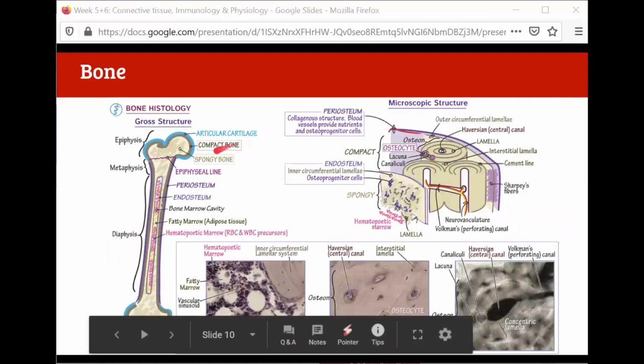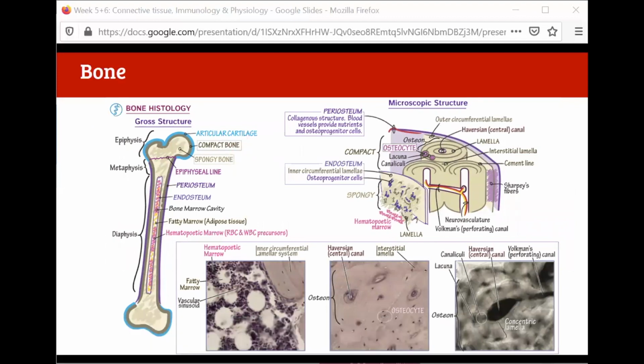So just to reiterate, on this left-hand side, we've got the diagram with the epiphysis, the end of the bone, metaphysis, the slanted part, and the diaphysis, the length of the long bone. You can also see the epiphyseal line right here, and that's often where bones would break because it's not as strong there. You can see the articular cartilage at the end, and there's compact bone right here.